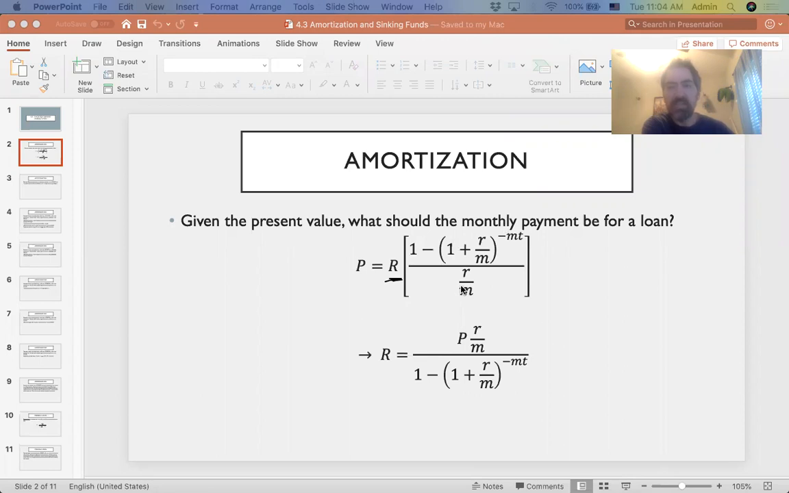When we divide, that flips the fraction, right? So this R over M in the bottom goes in the top. This 1 minus 1 plus R over M to the negative MT is going to go in the bottom, giving us the formula to calculate the payment amount in this amortization. This is any time that we are taking a loan out, right? A home mortgage, a car loan, we can determine the payment amount given the loan balance.